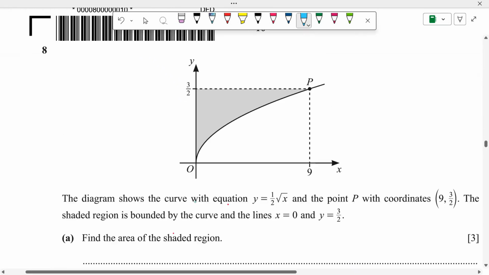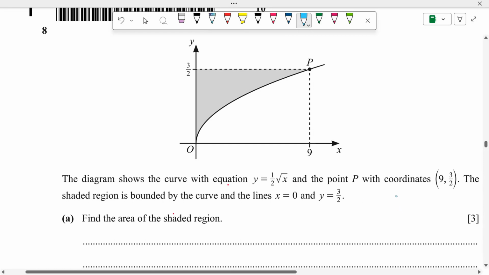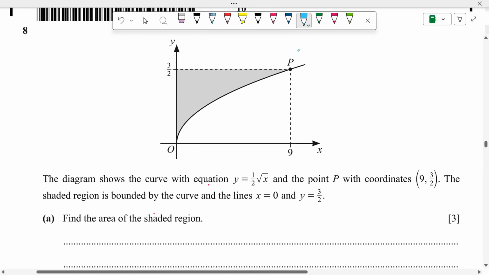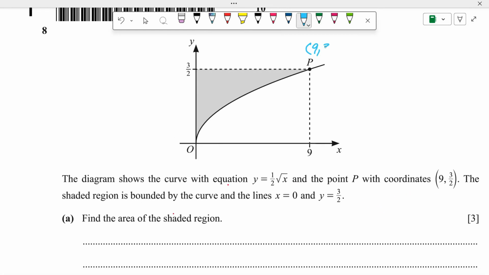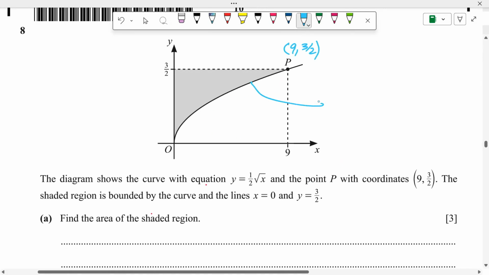Now let's move to question number 8. The diagram shows the curve with equation y is equal to 1 over 2 under root x and the point P with the coordinates 9 and 3 over 2. Okay, this is the point P and this is the curve. The curve has equation 1 over 2 under root x.